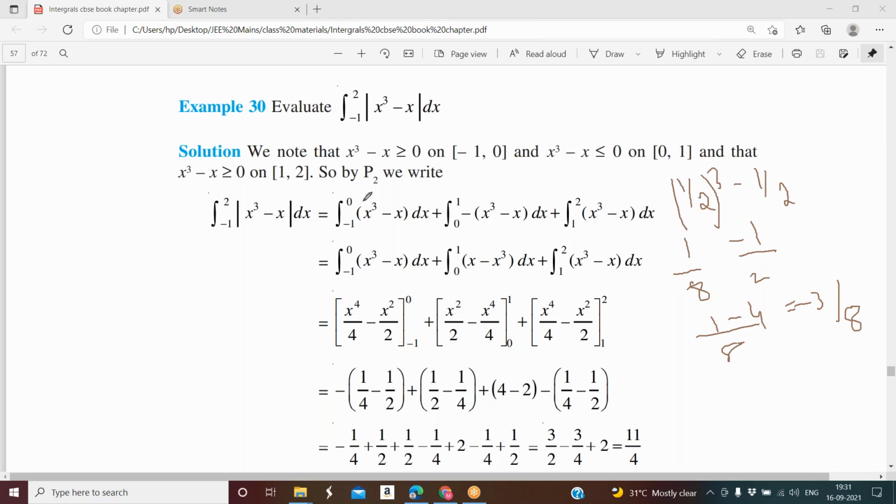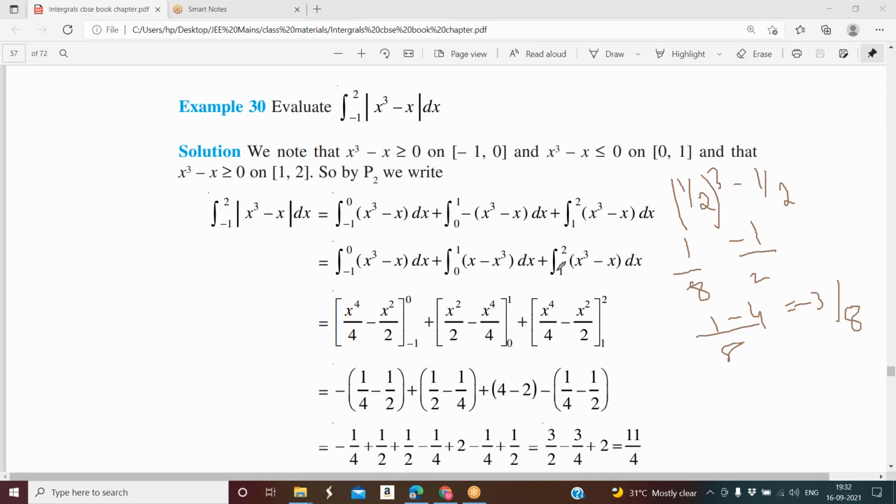In minus 1 comma 0, the function is x cube minus x with respect to x. In 0 comma 1, the function is minus of x cube minus x with respect to x. In 1 comma 2, it takes positive values, so x cube minus x dx. Okay. So what you're getting is integral minus 1 to 0 x cube minus x dx. Bring this minus inside the bracket, so minus x cube plus x, so x minus x cube.